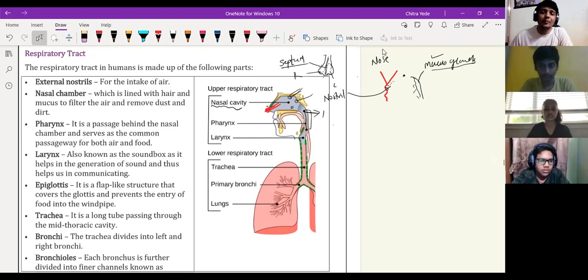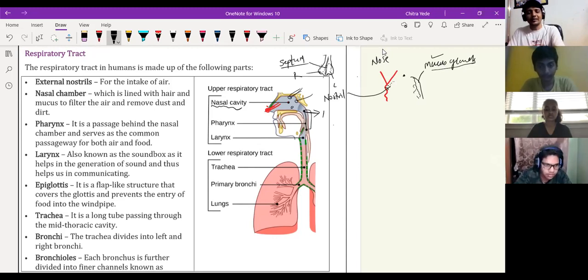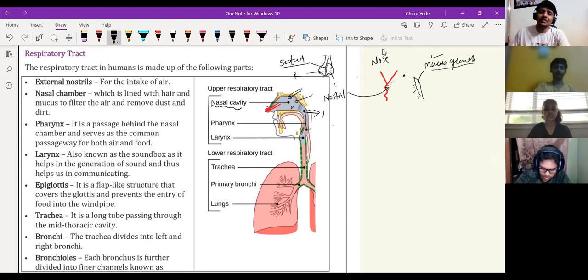Then air passes from the nasal cavity to the pharynx. The pharynx is the region where food as well as air both pass commonly. I think we had a question on your test also: which region of the respiratory system is common for the passage of food as well as air? That is the pharynx region. In the pharynx region, food as well as air pass together through the same path. Understood? Do reply.